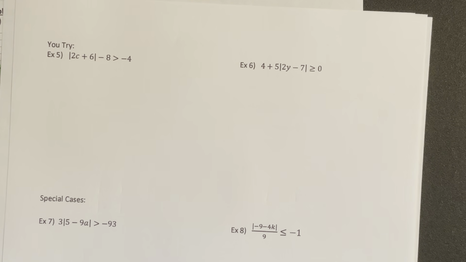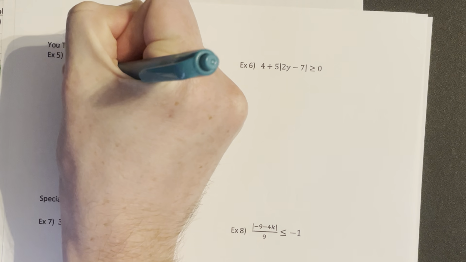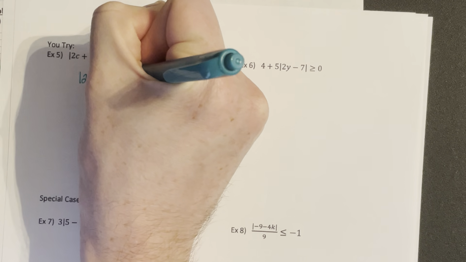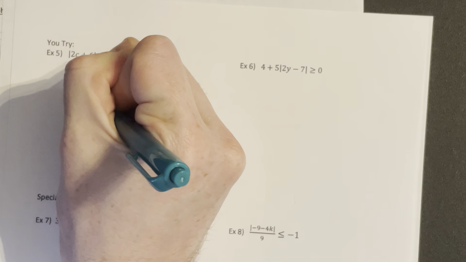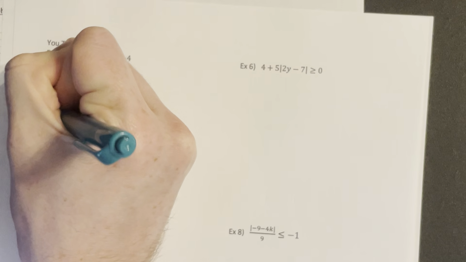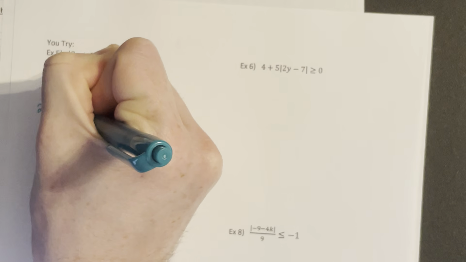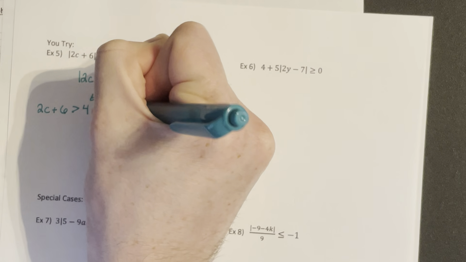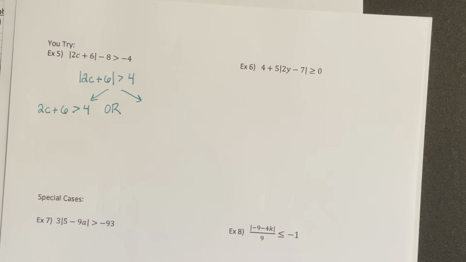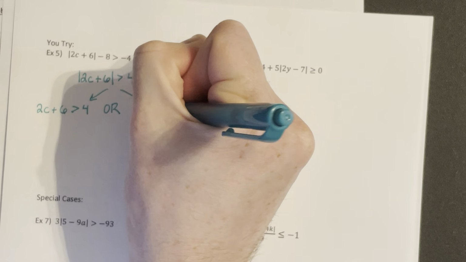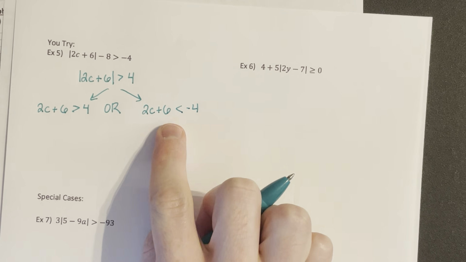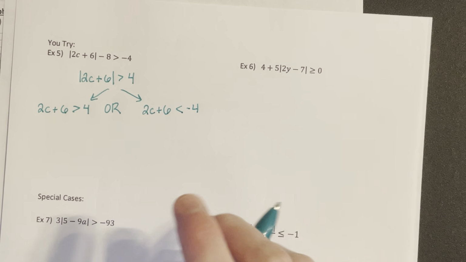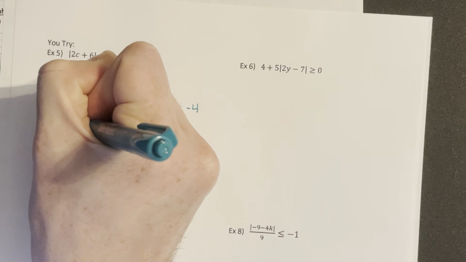All right, if you already tried 5 and 6, what you did was added 8 to both sides. So that became a positive 4. You've isolated the absolute value, so I can separate this out. It's 2c plus 6 is greater than 4. It wasn't or because it's greater than. Then we had 2c plus 6 is less than negative 4. So we had to flip our inequality and negate the right side. And we solve each one of these inequalities.